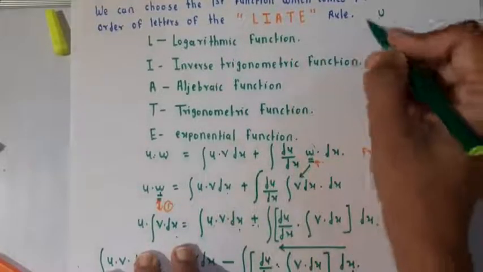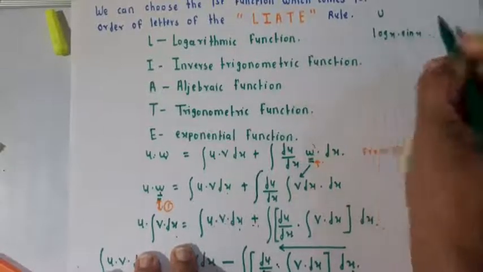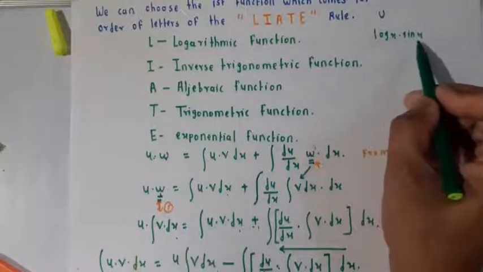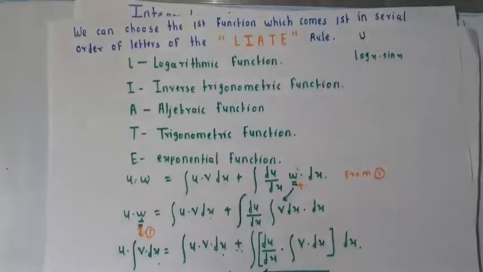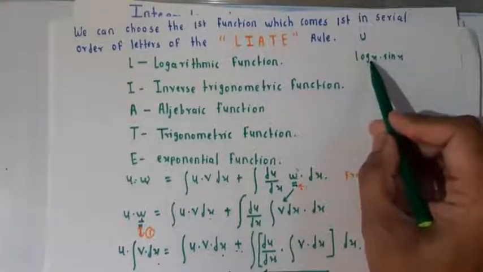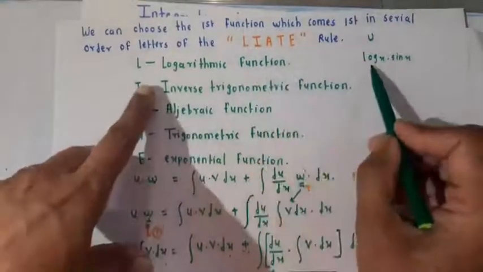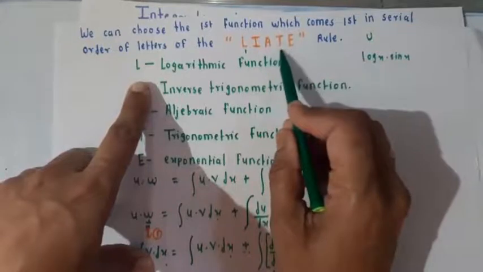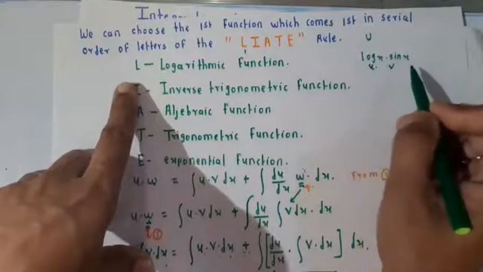Suppose the function is like this, that is log of x into sine of x. Okay, so log of x is the logarithmic function, sine of x is the trigonometric function. According to this rule, the logarithmic function is the first and the trigonometric function is the fourth. That's why here log of x is u and sine of x is v.